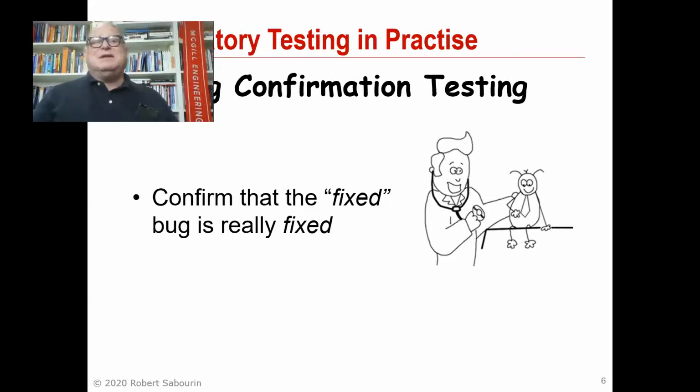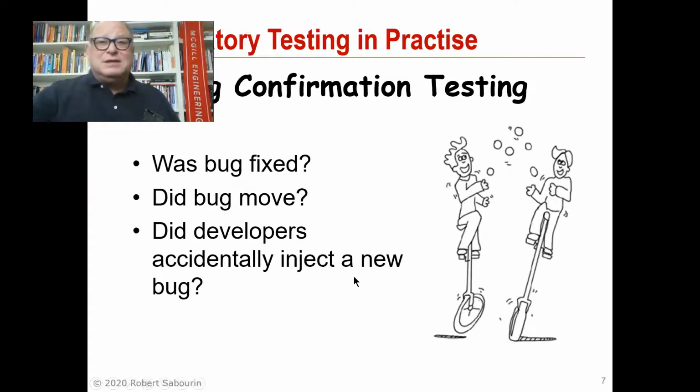So this is a type of testing that a lot of people do. Any project you ever worked on, when you fix a bug, you don't just take the programmer's word for it. You check it, you test it, you see if it's really fixed. And you could use tools to help you with this, or you could do this with automated tools or manual testing, depending on the context, depending on the project you're working on. But the goal is to confirm that the fixed bug is really fixed.